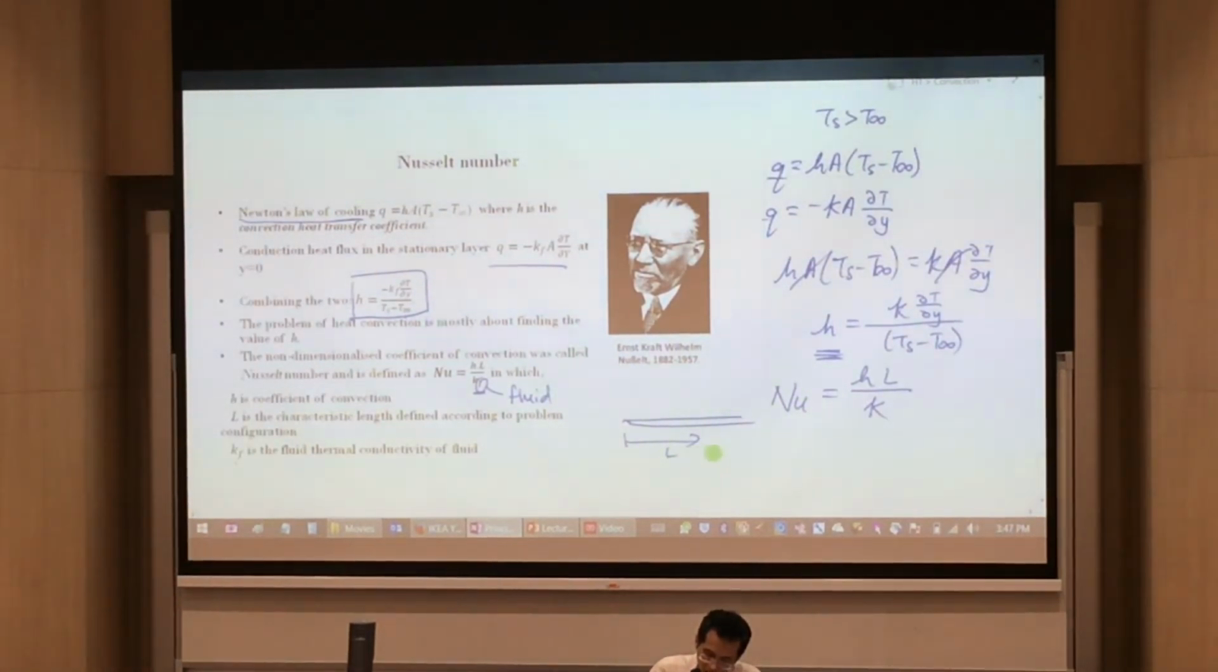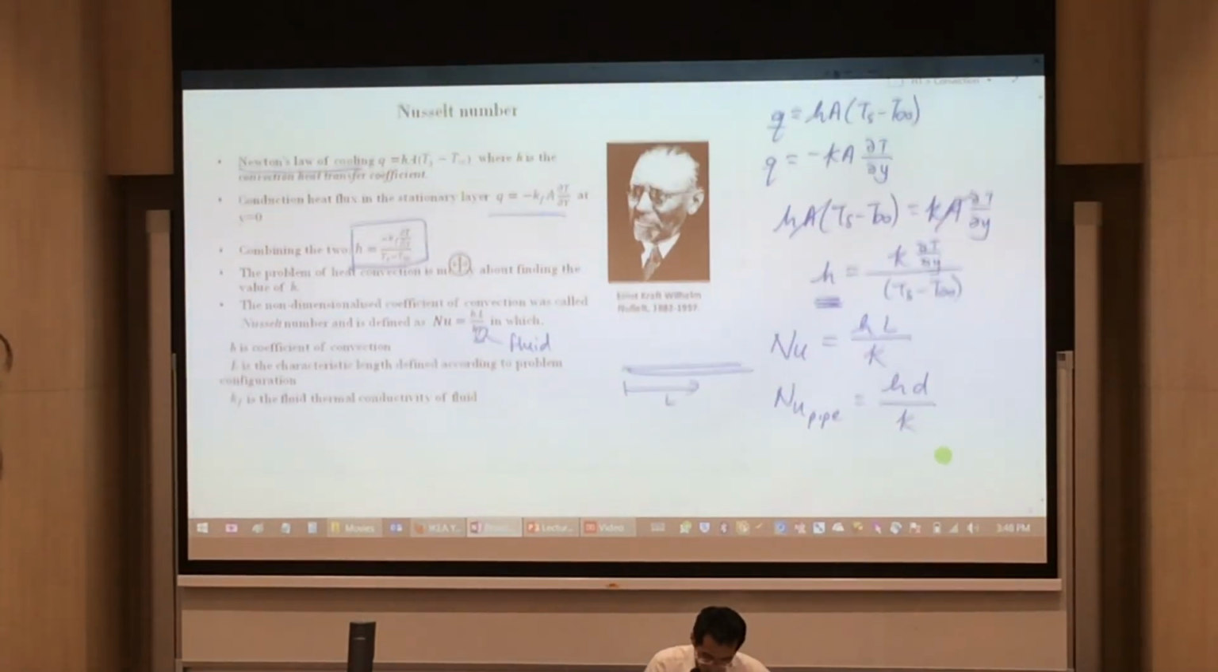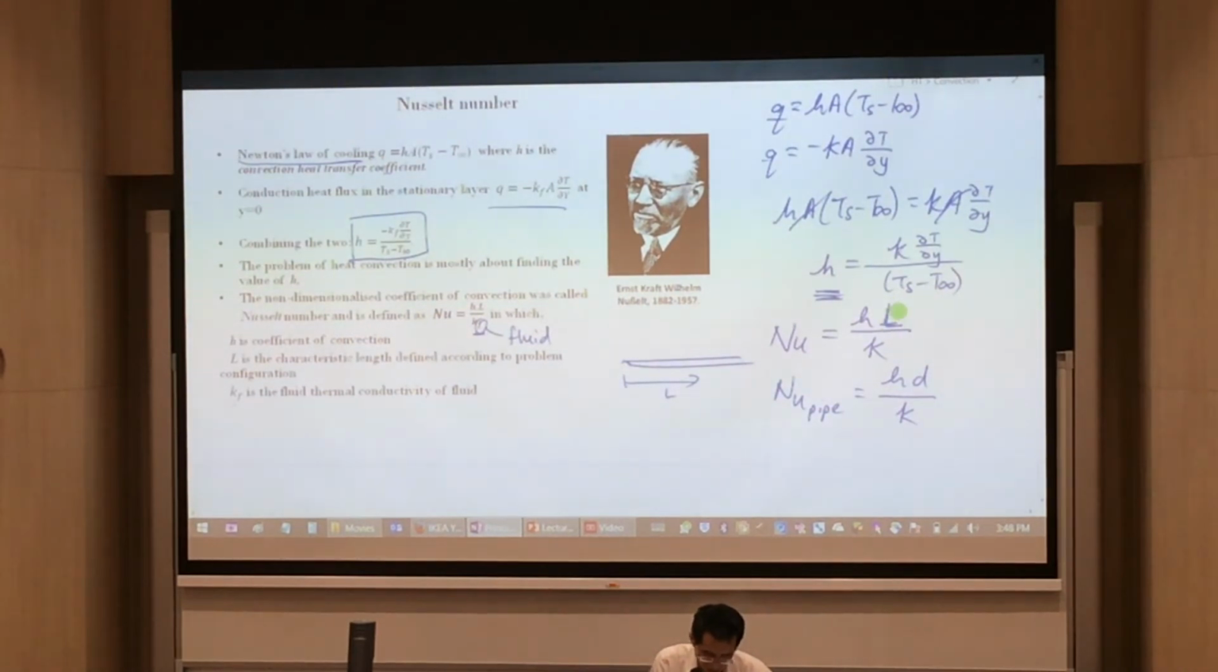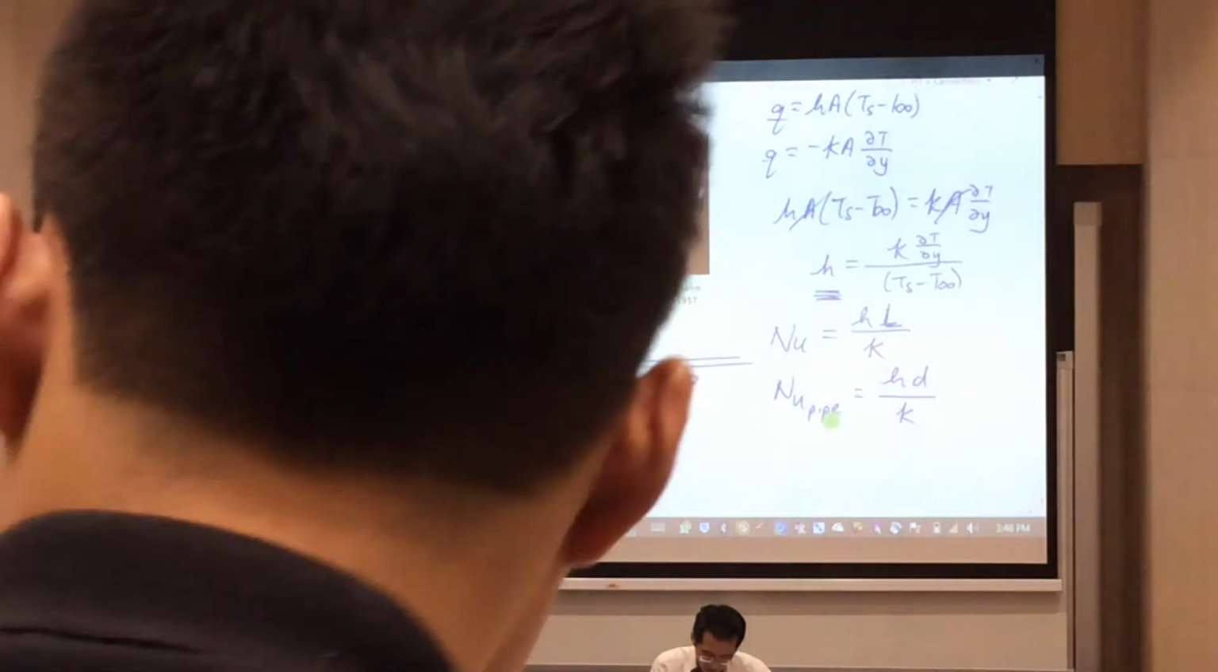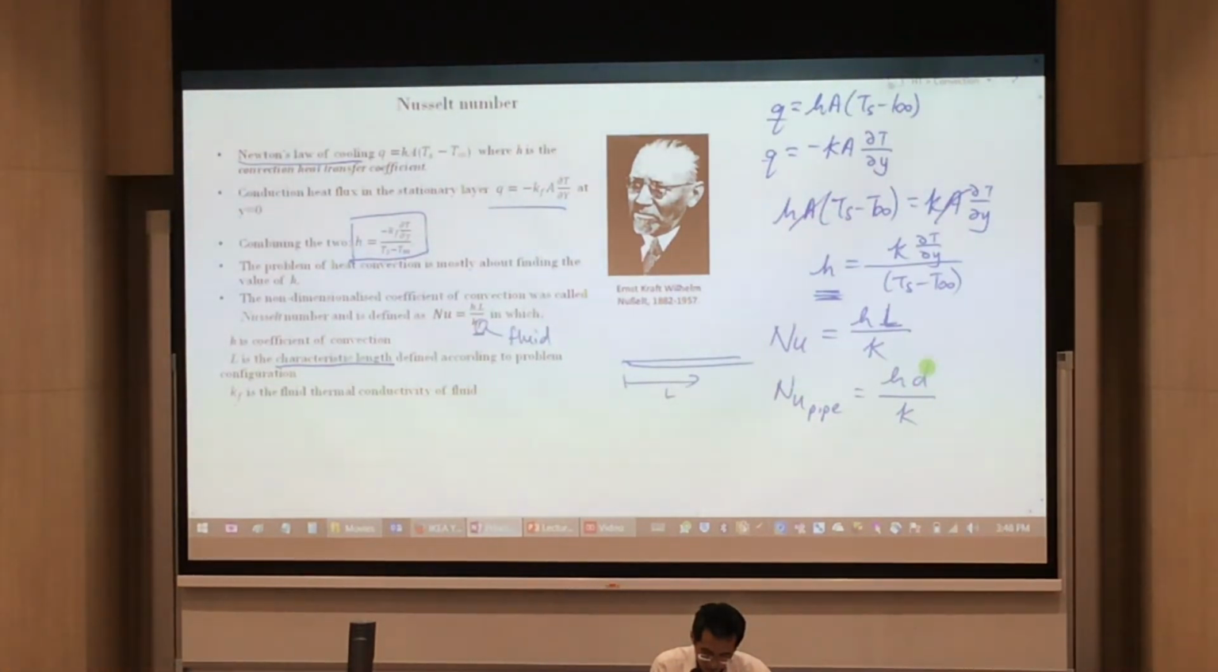If you are dealing with a pipe system, this would be H D divided by K, because for a pipe system, you deal with the diameter of the pipe. But for a plate system, you deal with the length of that plate. So generally, this L over here is what we call the characteristic length. If it's a plate, then that length will be X. If it's a pipe, then that characteristic length will be diameter. So we call that characteristic length.